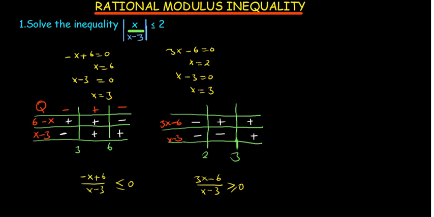And since these two terms are also dividing, we find the quotient. Negative over negative, positive. Positive over negative, negative. Positive over positive is positive.